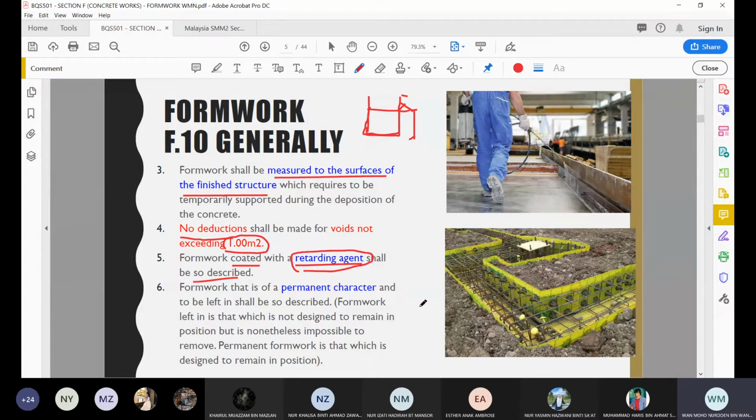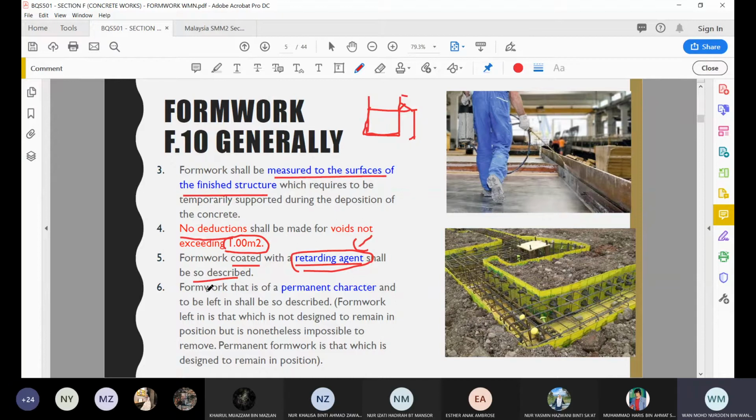Then of course untuk mengelakkan daripada formwork kita itu daripada mengecut lah, sebab kita punya formwork is apa ni kita panggil ni timber kan. Okay, timber bila dia kena air and dia absorb, dia akan mengecut dan dia akan berubah bentuk lah. And of course untuk to avoid that, okay, kita allow retarding agent.